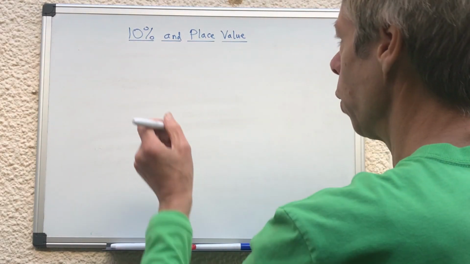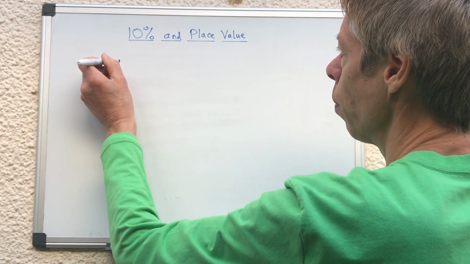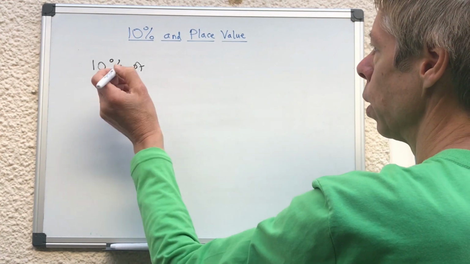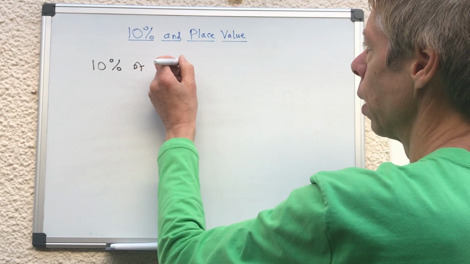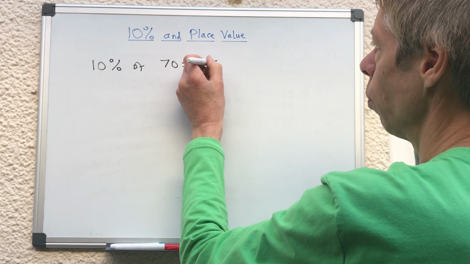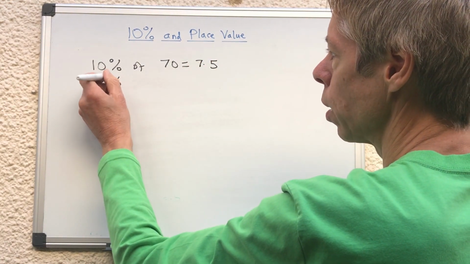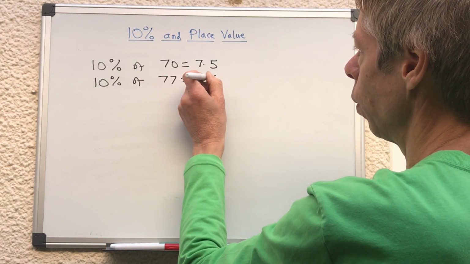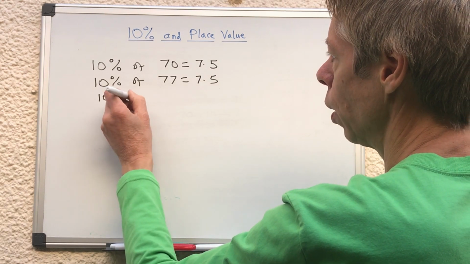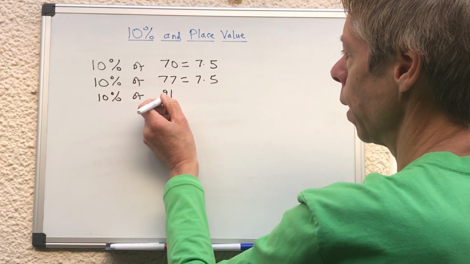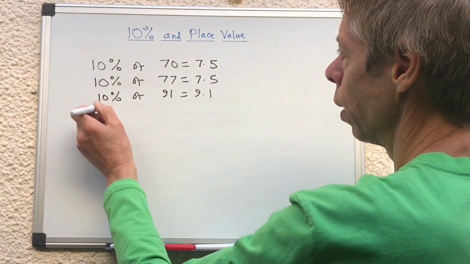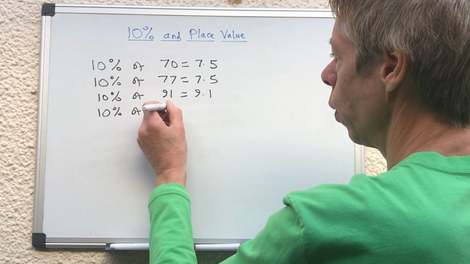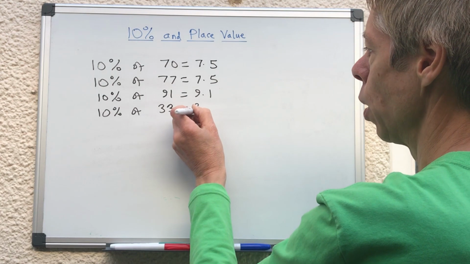Okay, so we're just going to do a few more calculations of 10%. So remember, starting off, we're going to put a decimal point in front of the last digit. So 10% of 70, decimal point in there, 7.0. 10% of 77, put in our decimal point, 7.7. 10% of 91, put in decimal point there, that would be 9.1. And then 10% of 33 is, put in decimal point there, 3.3.